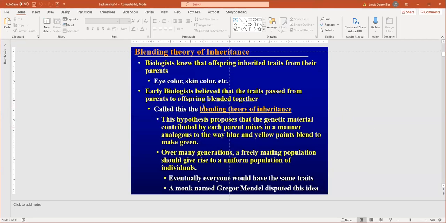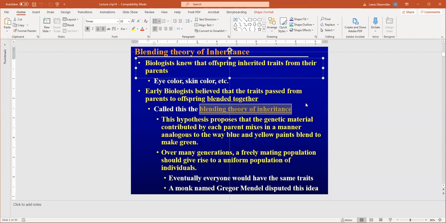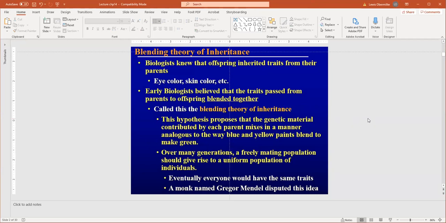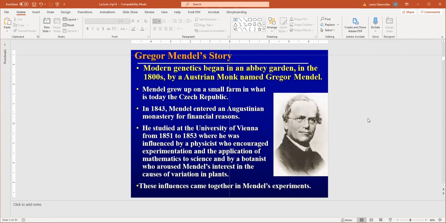So you should know what the blending theory of inheritance is. Remember, when I highlight stuff in orange, that's a definition you should know. So blending theory simply means that when two things breed together, they're blended together, kind of like a dark purple flower and a white flower would make a light purple flower. And Gregor Mendel looked at this and said, I don't think that that's true. And so he started looking at the pea plants.